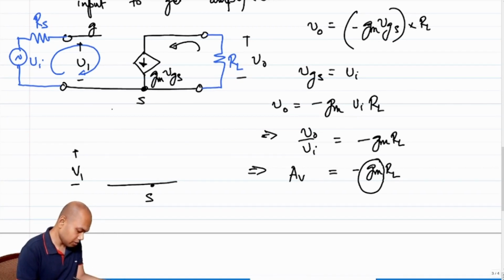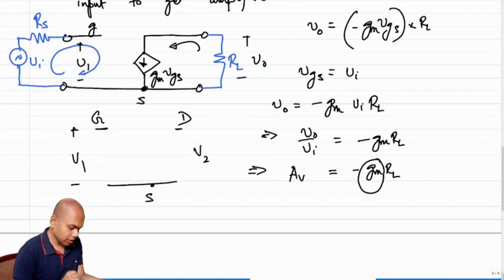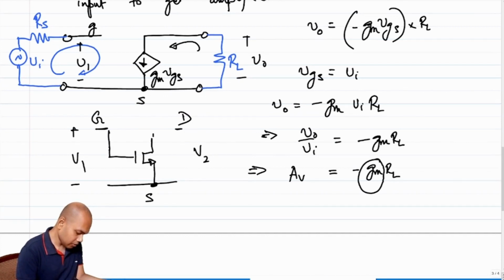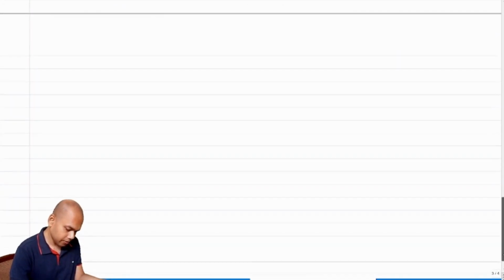So let me just mark it here. V1 becomes the voltage between the gate and the source, and V2 is the voltage between the drain and the source, right? So how should I connect the MOSFET? The MOSFET is connected like this. Okay, right? So let's redraw this.